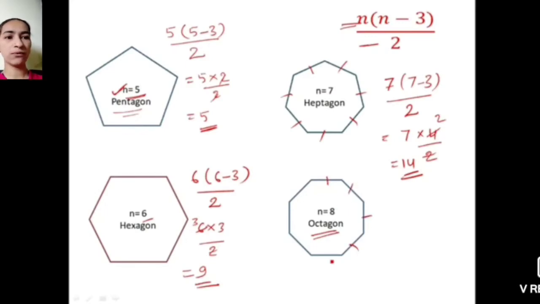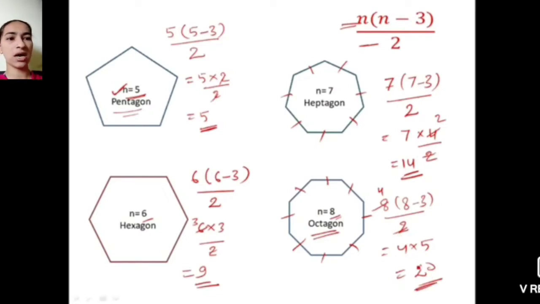And what about an octagon? 1, 2, 3, 4, 5, 6, 7 and 8. 8 sides are there. So put the value of 8, then 8(8 minus 3) divided by 2. We are using this formula for everyone, okay? Now 2 fours are 8, and 8 minus 3 is 5. So 4 fives are 20. So in an octagon 20 diagonals are there. Understand how to find the diagonals of any polygon? Yes, students?